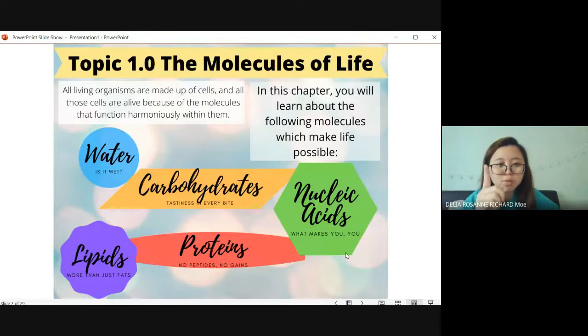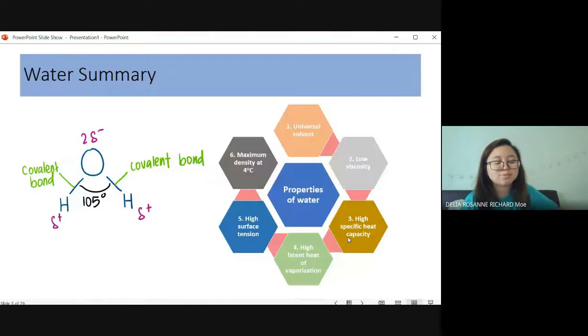Chapter 1, The Molecules of Life, was the only chapter where I was diligent in making posters like this. Only chapter 1 has this pretty poster. In chapter 1 we learned about water, carbohydrates, proteins, lipids, and nucleic acid. I made a video for each of the subtopics. If you have forgotten, please try to recall.